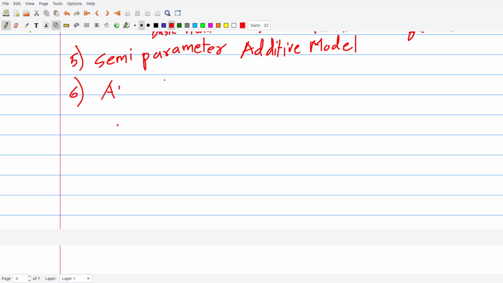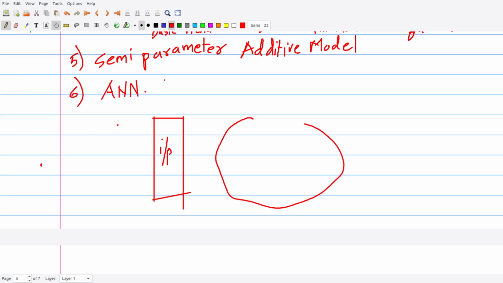Okay, let us go to 6th one, is ANN. So what is artificial neural network? So since 1990 it is being used, and this is very good for soft computing. That is, you can use computer as a model. Any non-linear mathematical model can be used. So what you have: input here, you have hidden layers here, and you have output here.